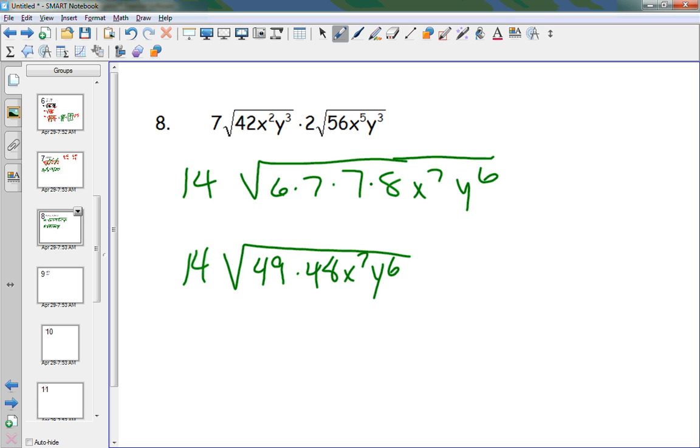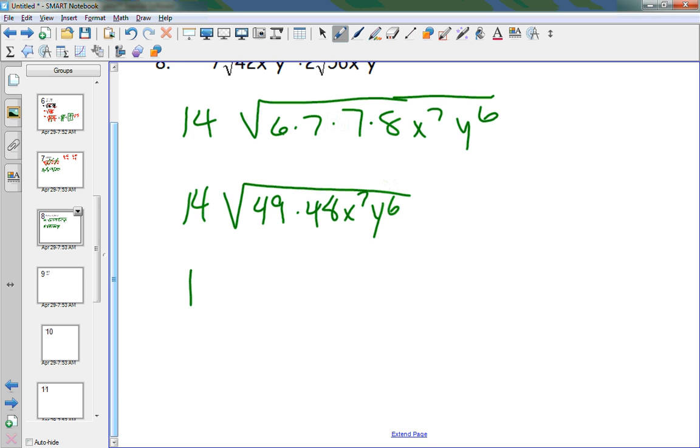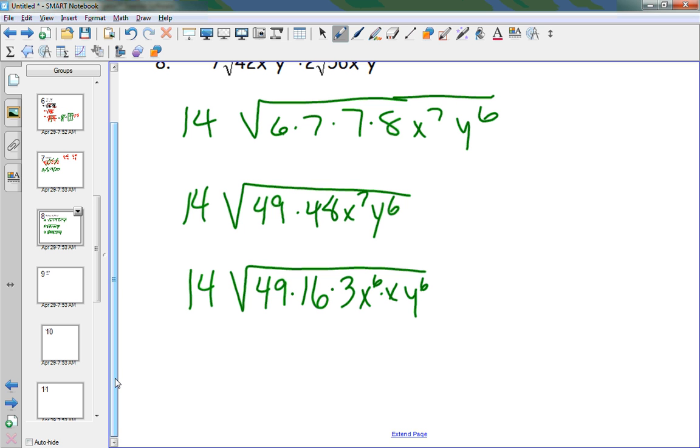Funny story about 48. It has a perfect square factor in it, doesn't it? What is its highest perfect square factor? 2 is not a perfect square. 16 is a perfect square. So this is going to be 49, which is a perfect square, times 16 times what? 16 times what is 48? 3. Can I break down x to the 7? It's not divisible by 2, but what should I rewrite it as? x to the 6 times x. Good. How about y to the 6? It just hangs out.